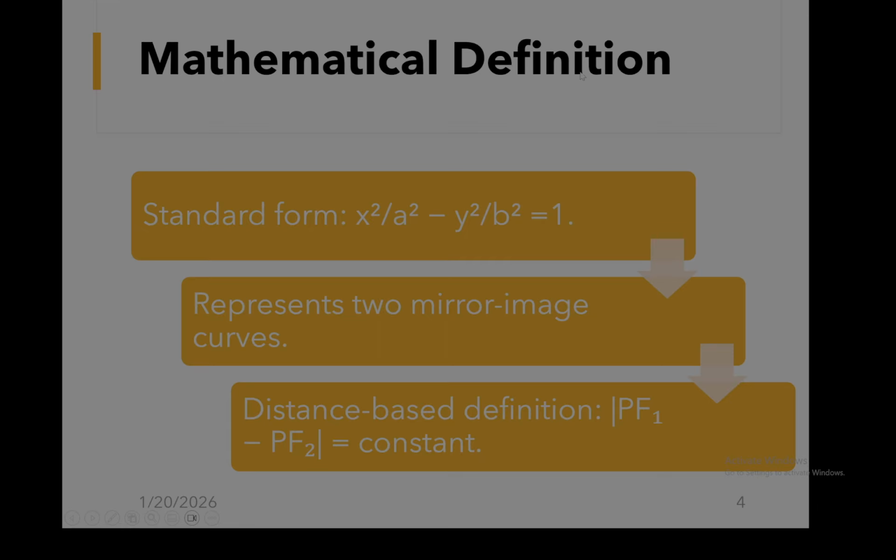The mathematical definition, the standard form of a hyperbola: x squared over a squared minus, remember this is minus, y squared over b squared equals 1. This standard form represents two mirror image curves. By the definition, PF1 minus PF2 is constant. P is the point on the hyperbola, F1 is focus point 1, F2 is focus point 2. A hyperbola has two focus points. I'm going to show you a bit more later on.